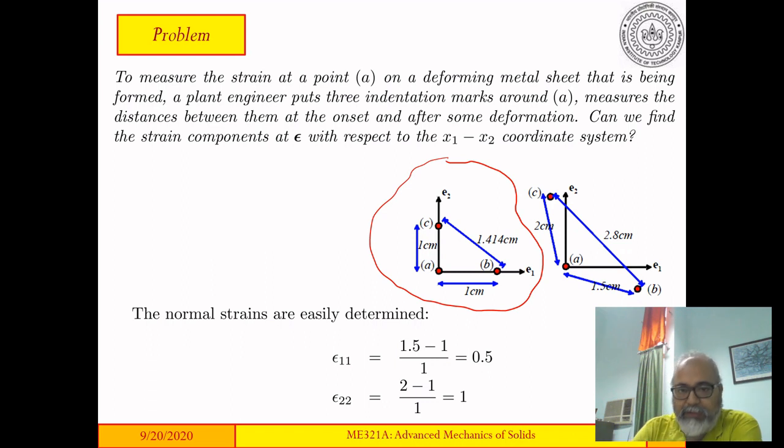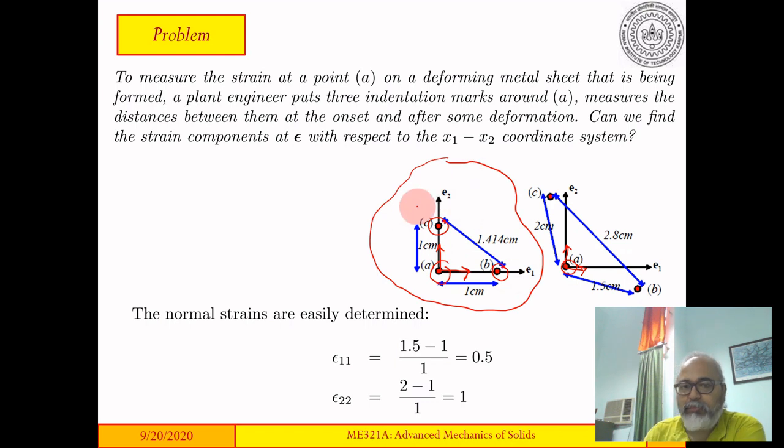So what I do is I put 3 indentation marks on the sheet metal. So this forms a right angled triangle, and I put two axes x1 and x2, and I measure the distance between these indentation marks. After deformation, the indentation marks take a different position, and again I center my axis at one of the indentation marks, let's say A, and draw x2 and x1.